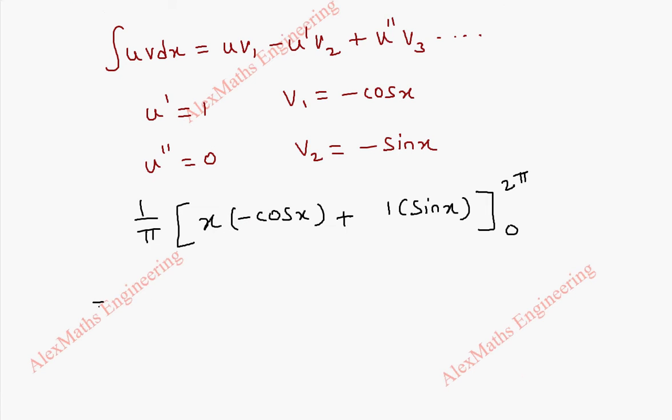Using this limit, cos 2 pi is 1, and there is a minus sign and there is an x. For x, if I put 2 pi, we can use a minus sign here, and sin 2 pi is 0. When I put the lower limit, the first part is 0, the second part is also 0. So totally this is minus 2.